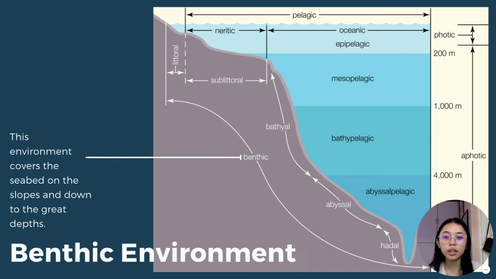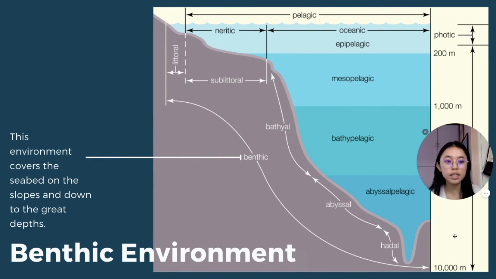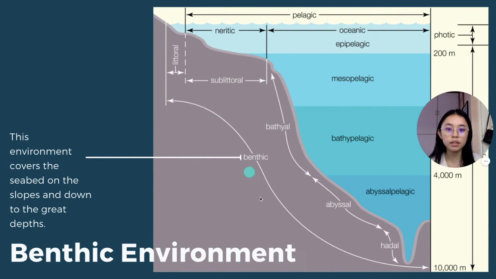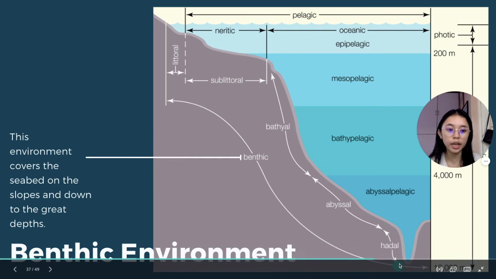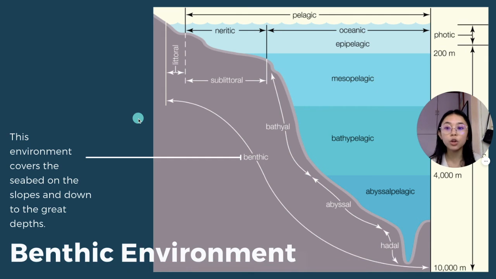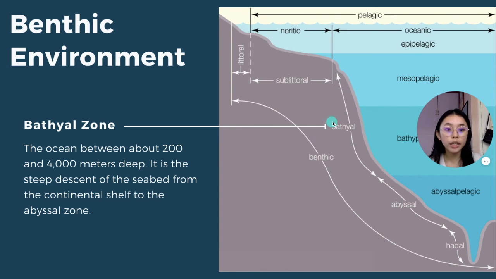Now let's proceed to the benthic environment. So this is the benthic environment. So this is the slopey area. This environment covers the seabed on the slopes and down to the great depths. So this is the first part of the benthic environment, which is the bathyal zone. It is the steep descent of the seabed from the continental shelf to the abyssal zone.